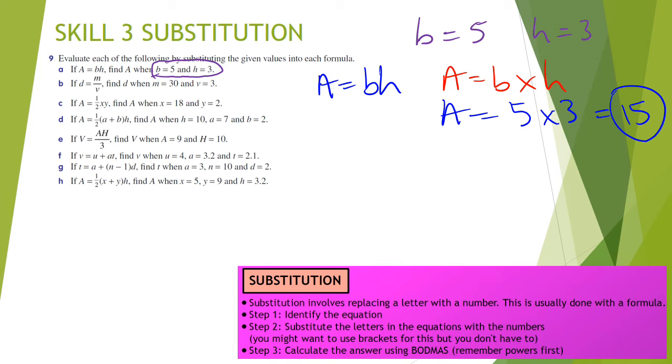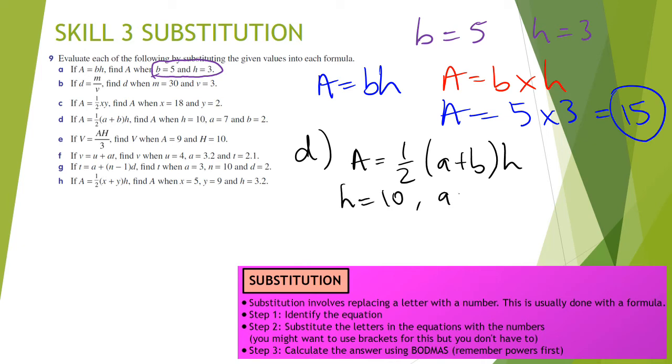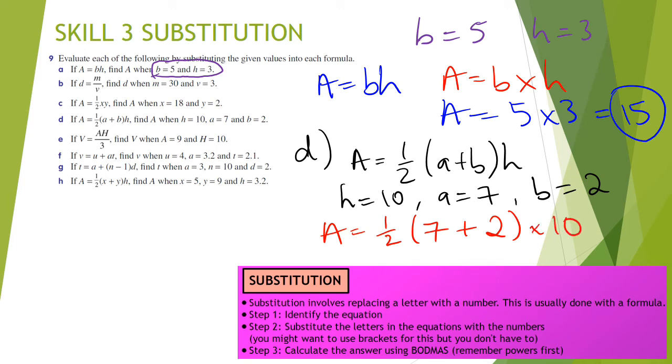If we look at D, we've got an equation, A equals a half A plus B times H. You might remember this formula, it's the area of a trapezium. The values that we've got here are H equals 10, A equals 7, B equals 2. So let's put those values in. We've still got a half out the front, open bracket, A is now 7, and we add B, which is 2, and then we've got H on the end, which is a multiplication, and we're multiplying by 10 for H.